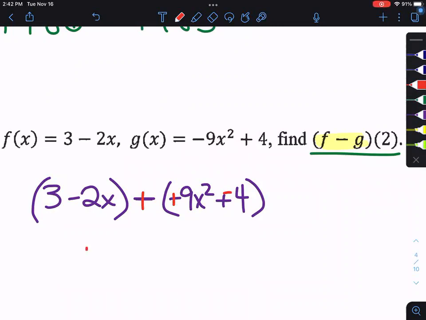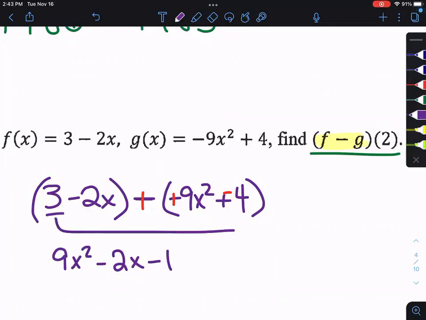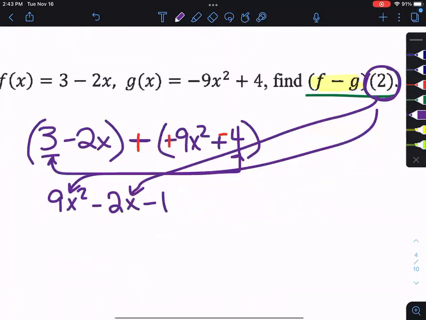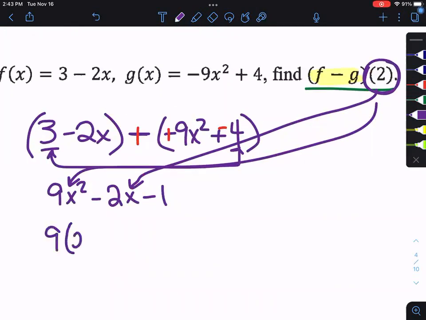So I'm going to have 9x squared minus 2x, and then minus 1 when I combine these two here. Now that I have that, I want to take this 2 and plug it in for x right there and right there. So I'm going to have 9 times 2 squared minus 2 times 2 minus 1.